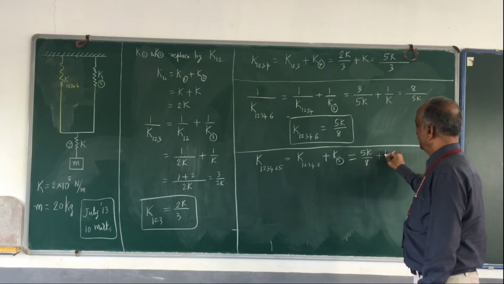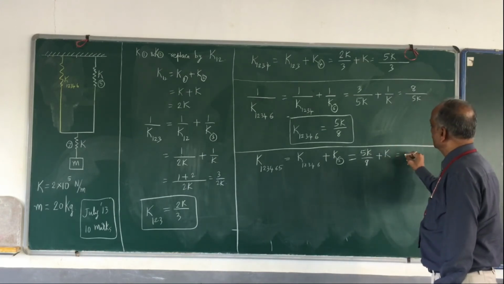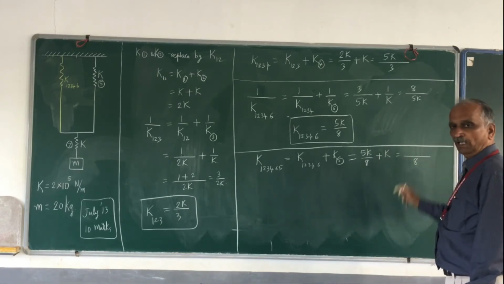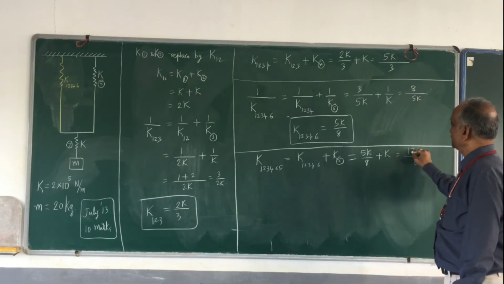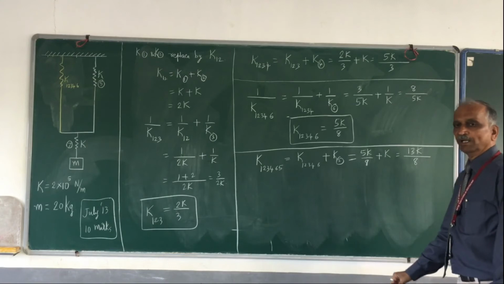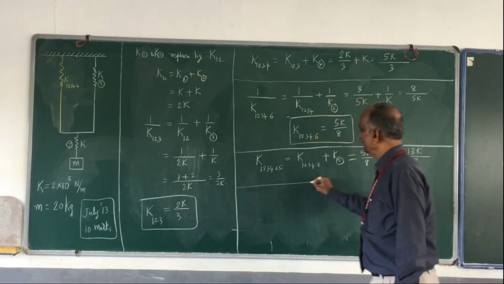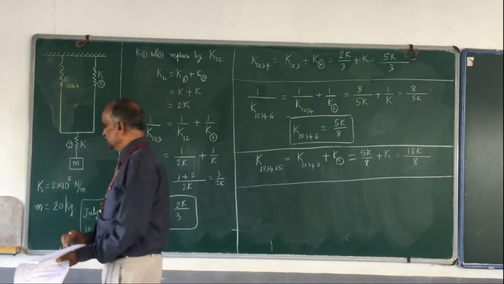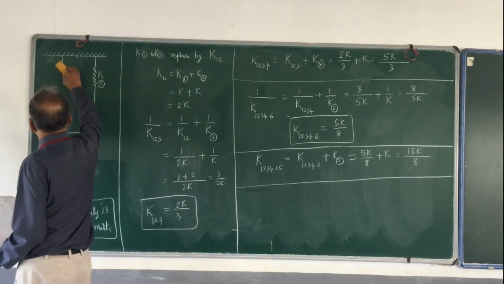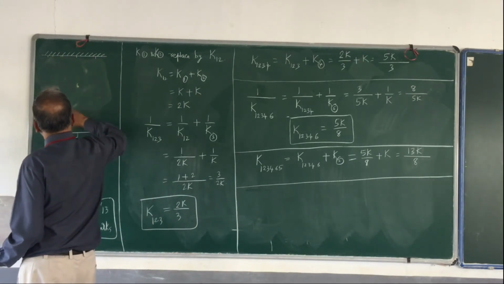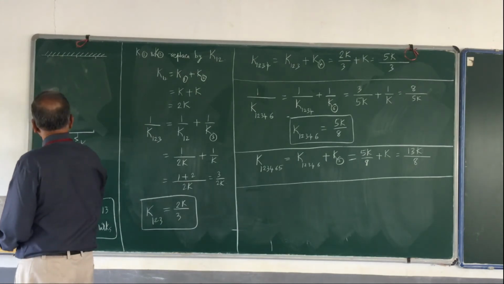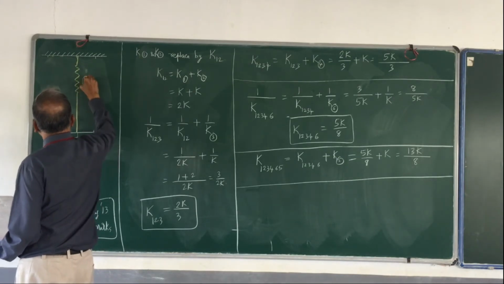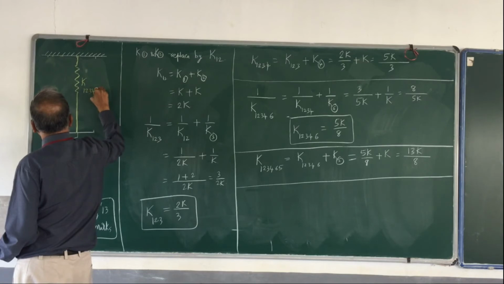And K5 is K. So with 8 as LCM, this is 5K first term plus 8K. 5K plus 8K is 13K, so 13K divided by 8. So 13K divided by 8 is the equivalent stiffness of 1, 2, 3, 4, 6 and 5. Therefore I can replace this and also this by only one spring whose equivalent stiffness is K of 1, 2, 3, 4, 6 and 5.